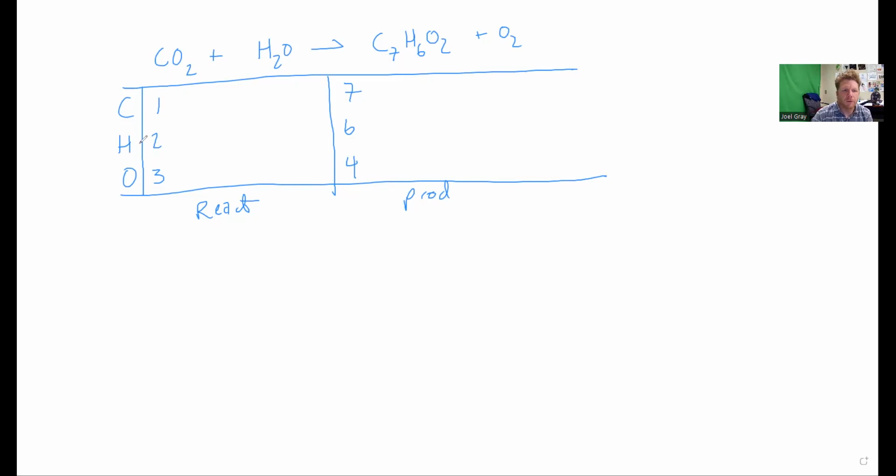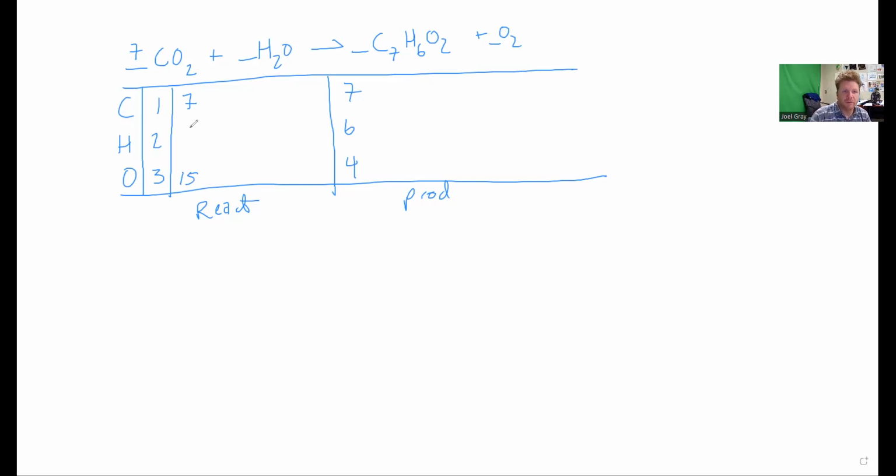But my first action is going to be to put a coefficient of 7 in front of CO2. Whenever I do that, I'm going to add another line because I'm increasing my coefficient in front of CO2. Now, rather than it being a 1 there, I've got 7 carbons on my reactant side. So I no longer have 1, I've got 7 carbons. Now, for my oxygens, I'm going to go from 3 to 15.